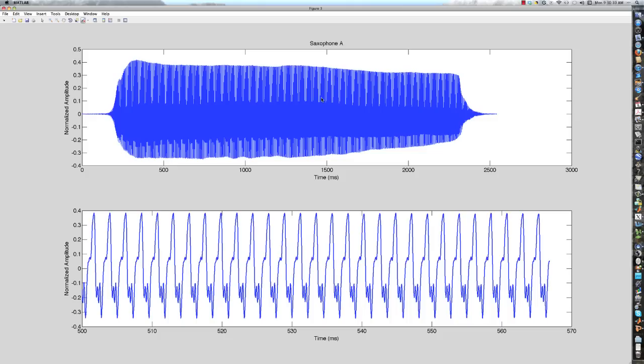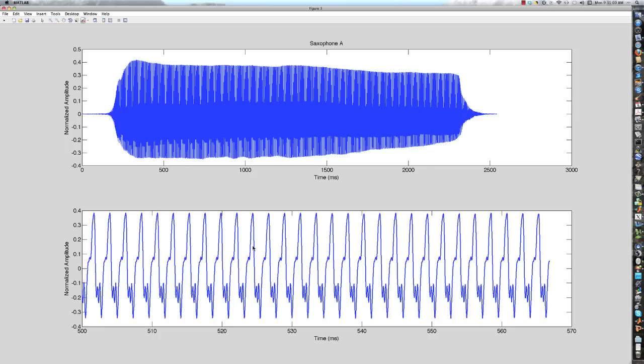And what we have on the top is about 2.5 seconds. The units here are milliseconds, so this is about 2.5 seconds. And you can see it was silent, and then the note began, and then as we get to the end, the note ended. So on the bottom panel, we're plotting a section of this note from about 500 to 570 milliseconds, so right in this interval here.